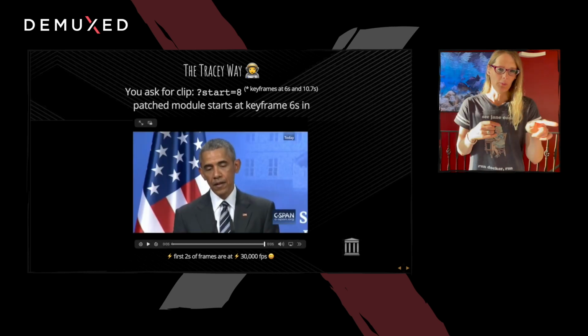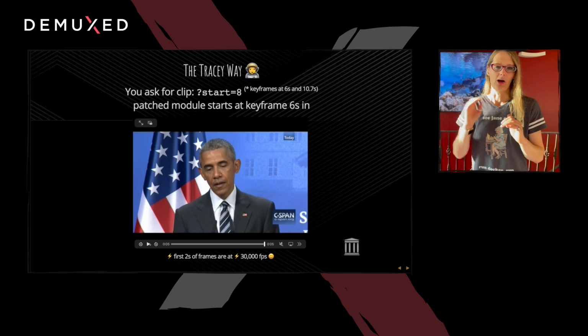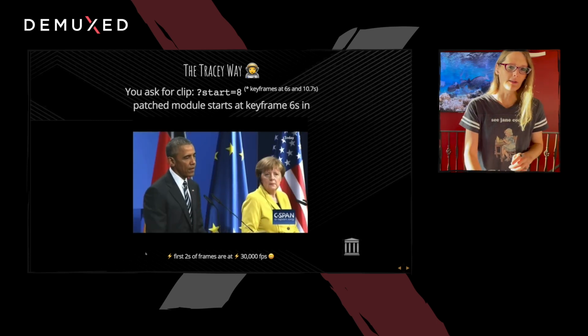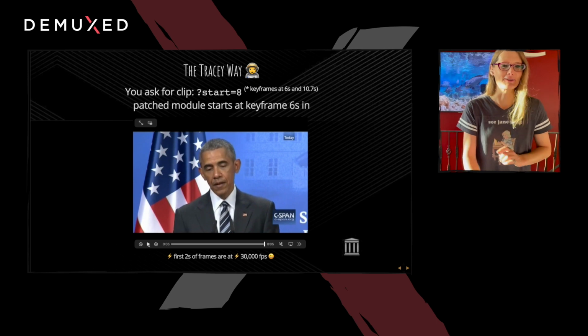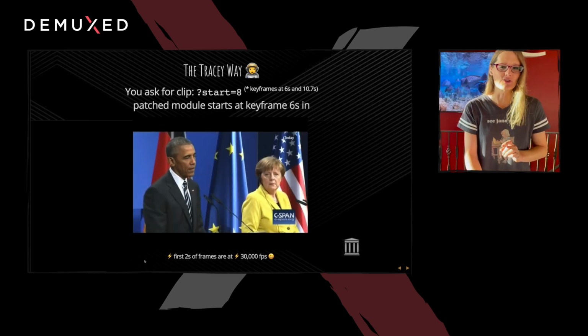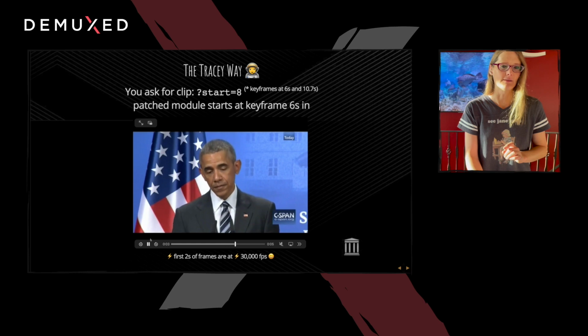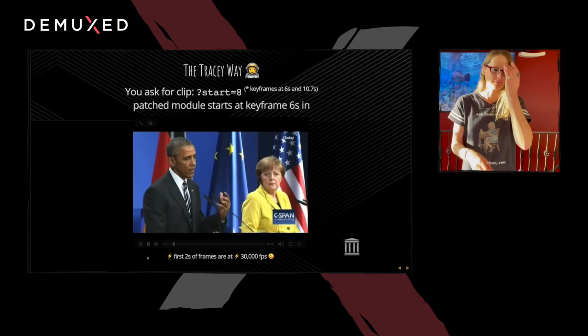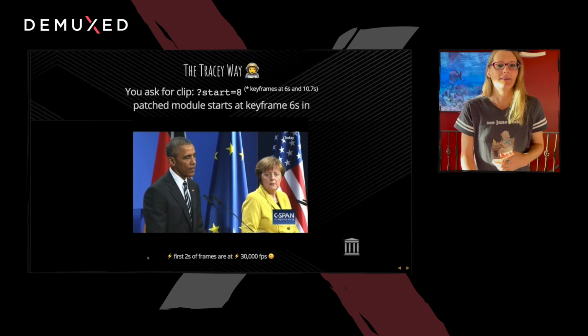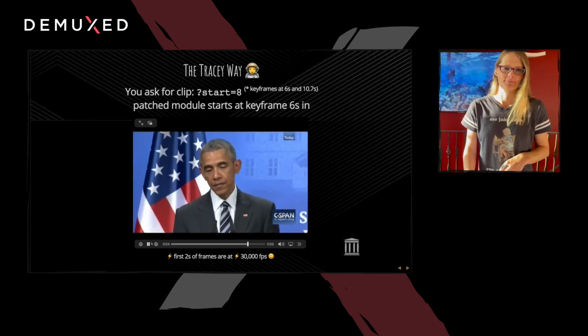So if you look really closely, I'll play it again. Obama's arm moves really quickly, and Angela's head moves quickly, a little surreally quickly, or supernaturally quickly. But that's because those first 2 frames are at 30,000 frames per second. And if you can see that, you have good eyes.